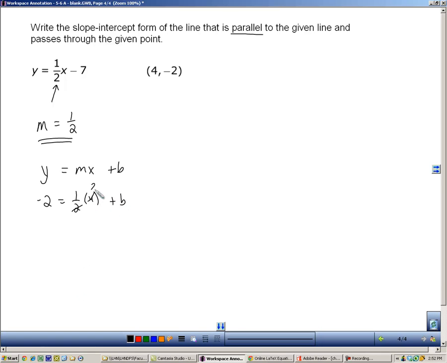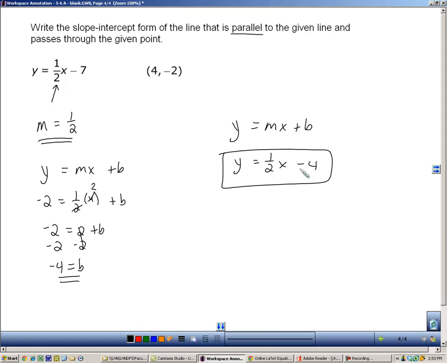2 goes into 4 twice, so this becomes negative 2 equals 2 plus b. I'll then subtract 2 to get the b alone, or isolate it. So my b is negative 4. I know now my m and my b, so I can plug that into the slope-intercept form. m is 1/2, and b is negative 4. One more thing to check, this equation is parallel to the equation that I was given because the slopes are the same.